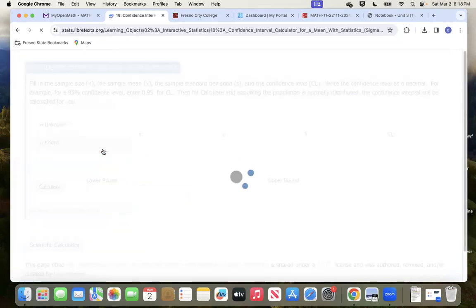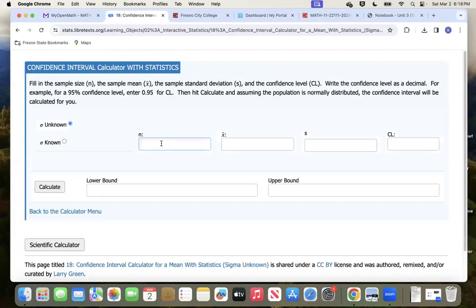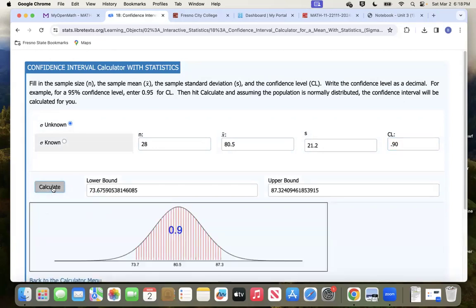Click on that one, number 9. It opens up. Put in the N, 28 people were surveyed. The average blood pressure reduction was 80.5. The standard deviation was 21.2. And the confidence level, what was the confidence level? 0.90. Then we calculate. And there are the two answers, 73.676, and when it's rounded, 87.324.